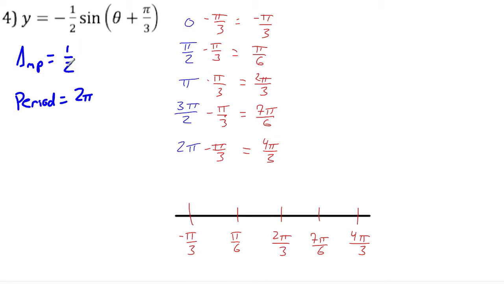Now, if I'm graphing this, again, negative pi over 3, that's going to give me 0, and the sine of 0 is 0. Now, pi over 6, when I plug that in, I got pi over 2. Sine of pi over 2 is 1, but I multiply that by negative 1 half, and I get negative 1 half. 0. When I plug in 7 pi over 6, I get 3 pi over 2. Sine of 3 pi over 2 is going to give me negative 1, but that negative 1 times negative 1 half is actually going to be a positive 1 half, back to 0.